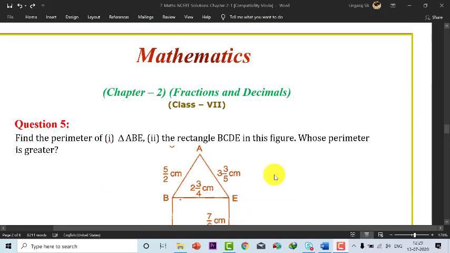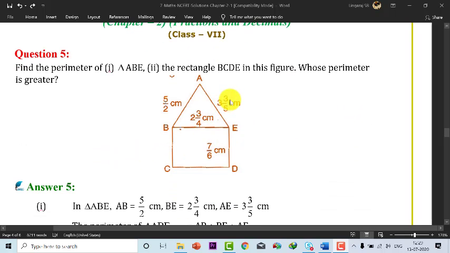So we can move to question number 5. This question is a little bit important in this exercise. Find the perimeter of first, triangle ABE, and second, the rectangle BCDE in this figure, whose perimeter is greater. So we should find the perimeter of these two figures and compare them to each other. In these two figures, ABE is the triangle and BCDE is the rectangle.